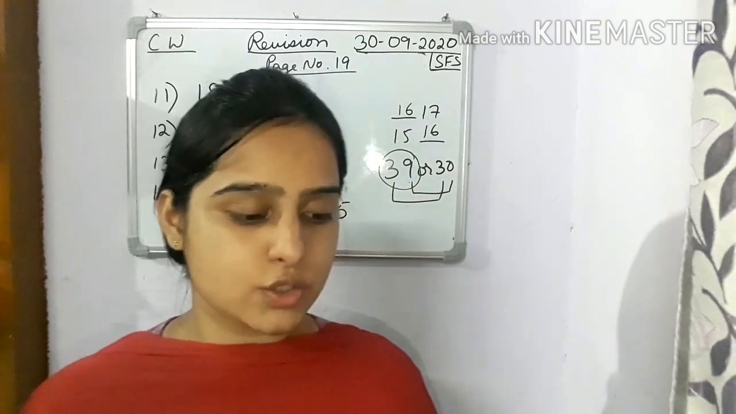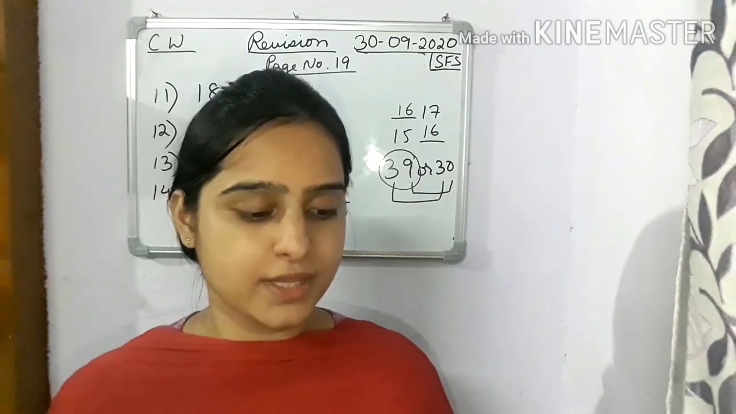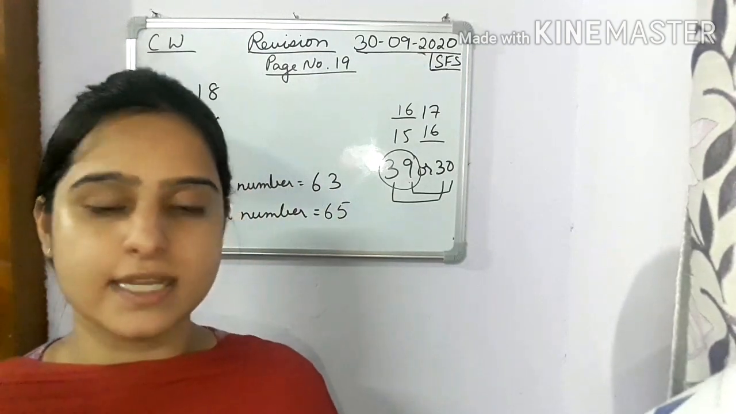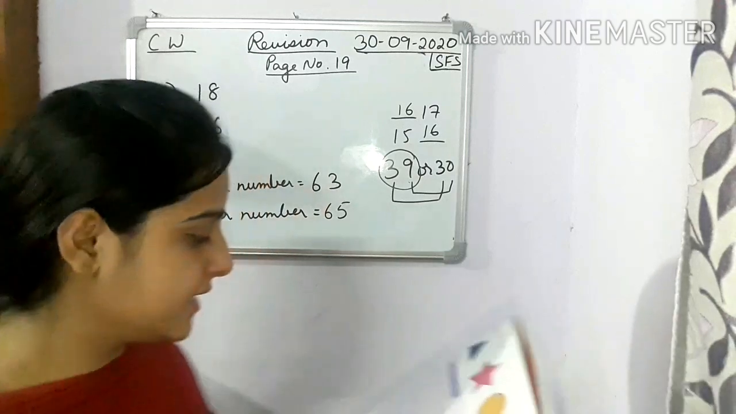Then let's do our next question. Number 15. Are the numbers 74 and 7 tens 3 ones equal? So let's see.